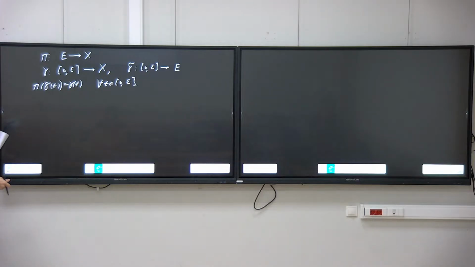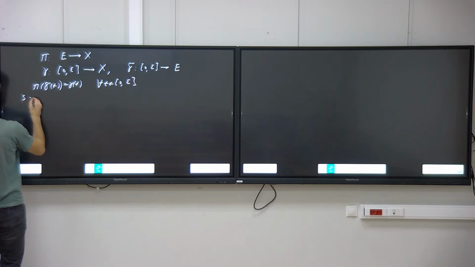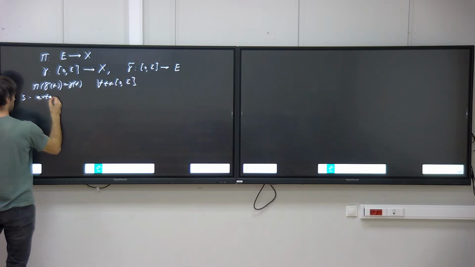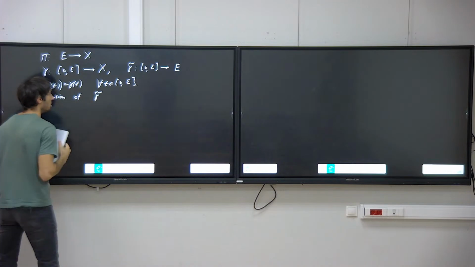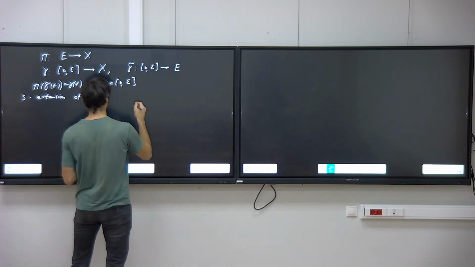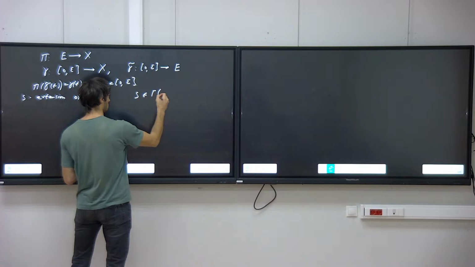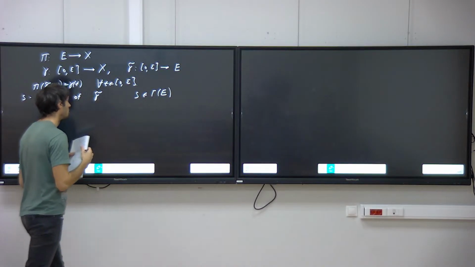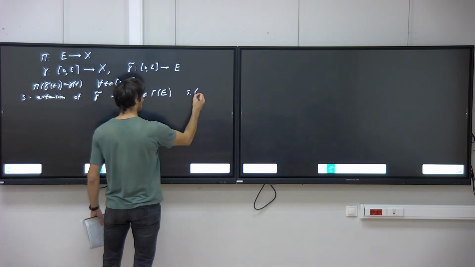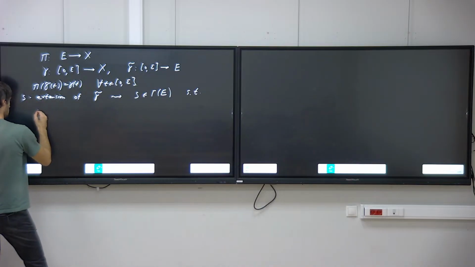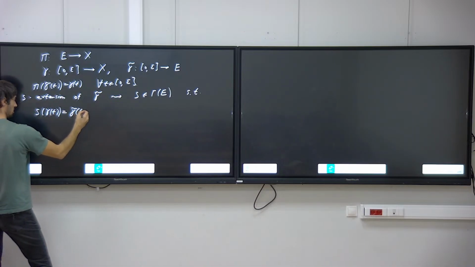Also, we talked about extensions. So S is an extension of gamma tilde. It means that, first of all, S is a section of E, right? Such that if I consider its values at this curve gamma of t, this will be exactly gamma tilde of t.